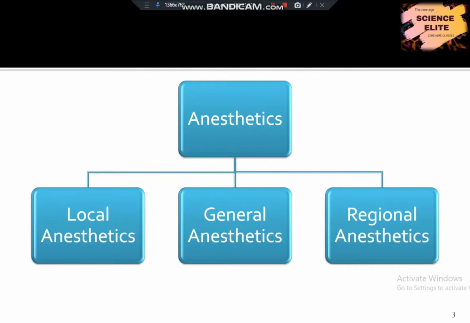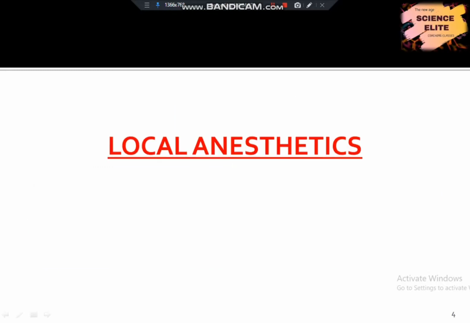Classification of anesthetics. The first one is local anesthetics, then general anesthetics, and regional anesthetics. One by one we will be covering all these three. So anesthetics can be grouped into the following three branches: local anesthetics, general anesthetics, and regional anesthetics. So first we will be starting with local anesthetics.